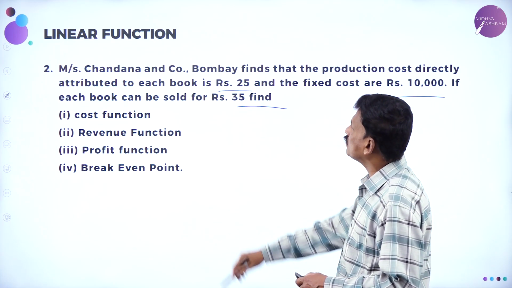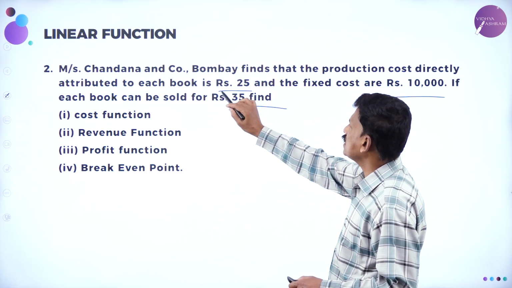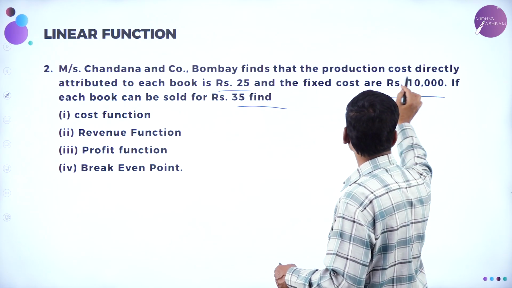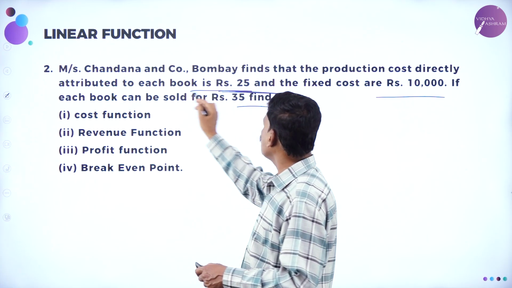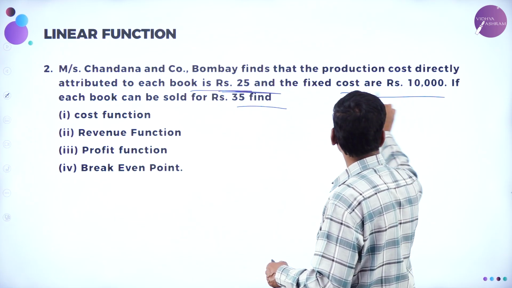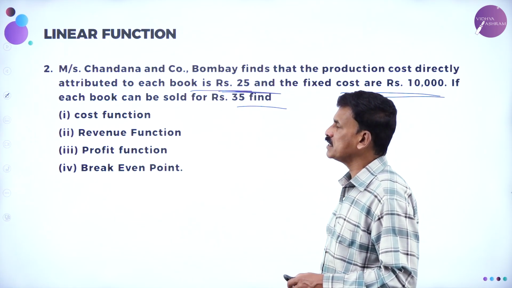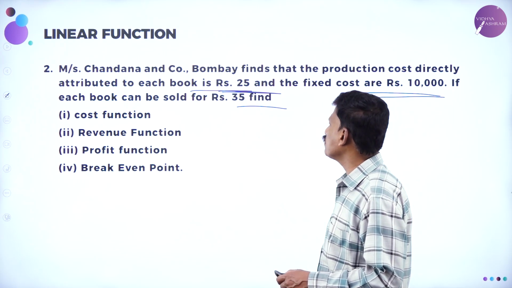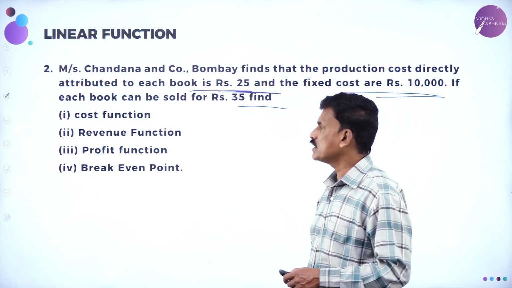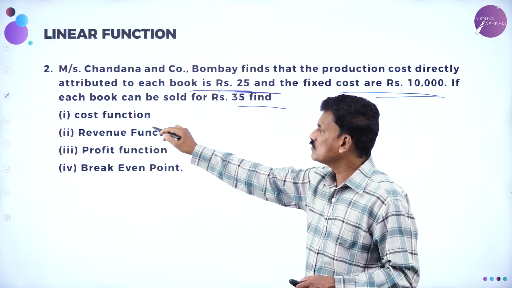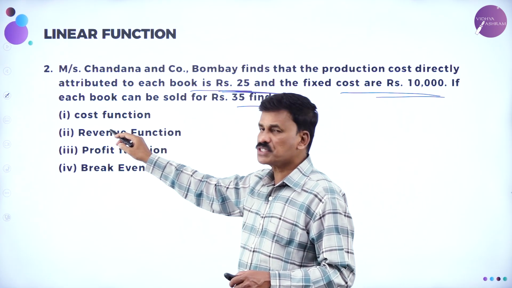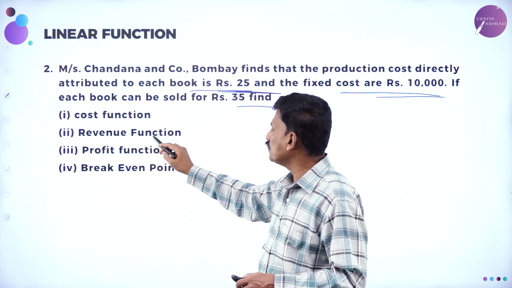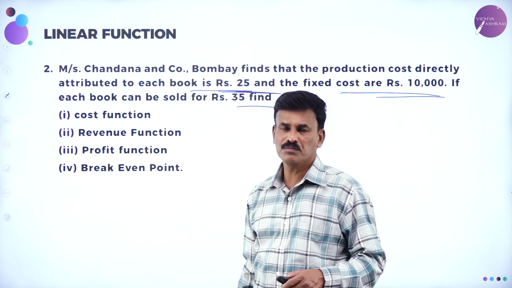What is the condition given? Mr. Chand and Co. Bombay finds that the production cost directly attributed to each book is rupees 25 and fixed cost is rupees 10,000, if each book can be sold for rupees 35. In this condition, what is required to determine is the cost function, revenue function, profit function and the break even point.